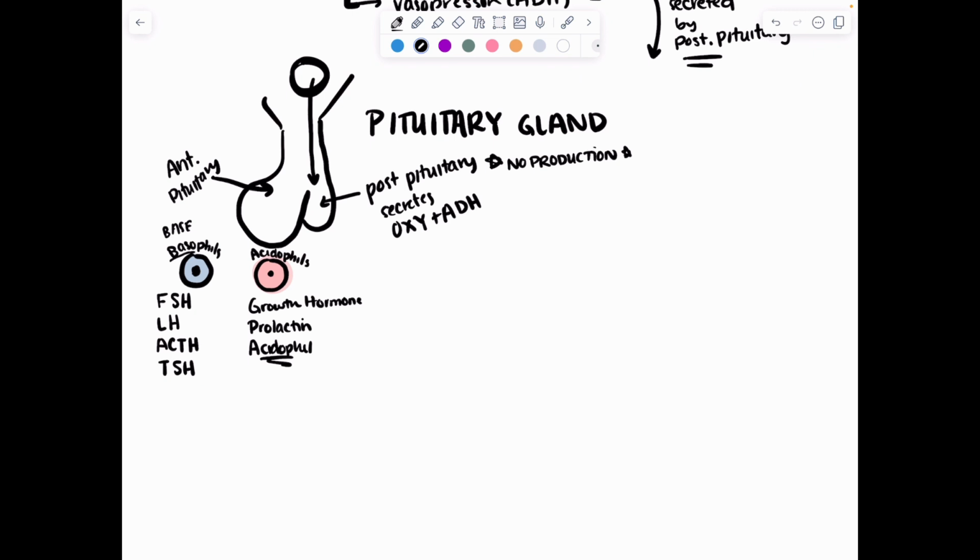So those are all of our hormones of our pituitary. All the hormones created in the pituitary gland are only created in the anterior pituitary. The posterior pituitary does not create hormones. It secretes the hormones made by the hypothalamus.